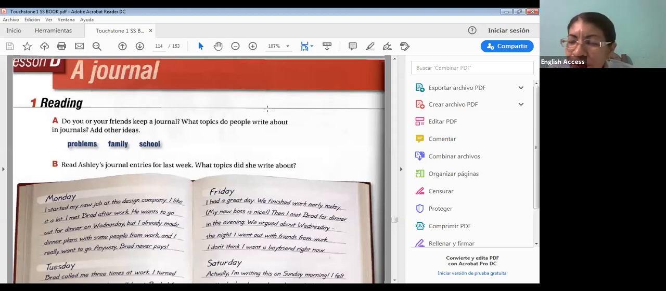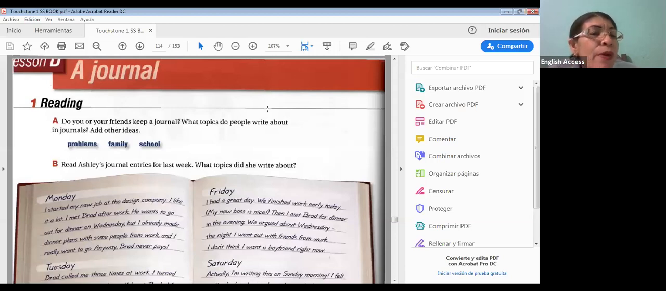You know, some people like to keep a diary. For example, you can write about the things that you do every day, about your experiences, situations, things that happen to you in your everyday life. So this is like a journal, okay? So some people like to keep a journal about the things that they do every day.